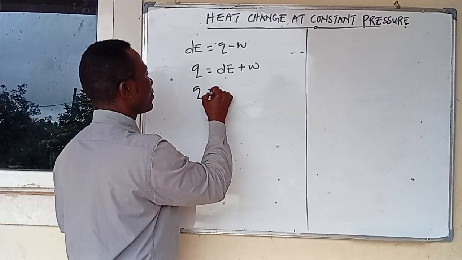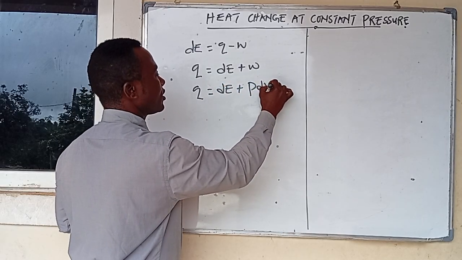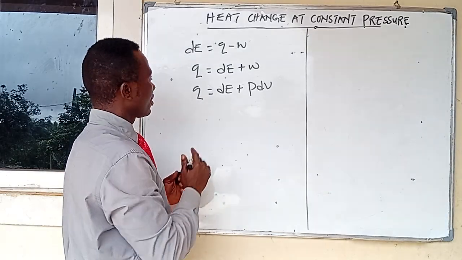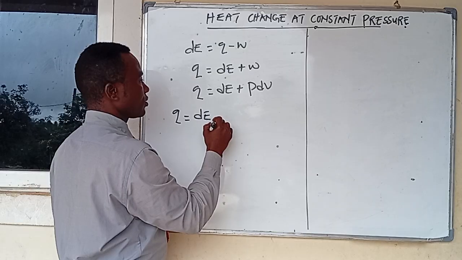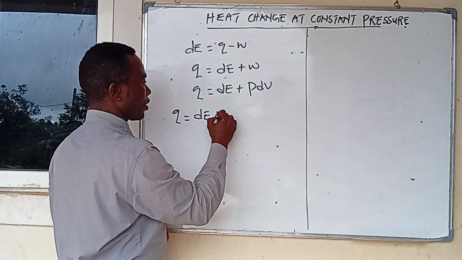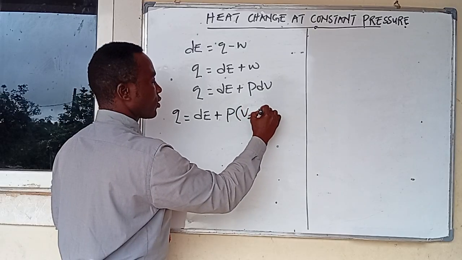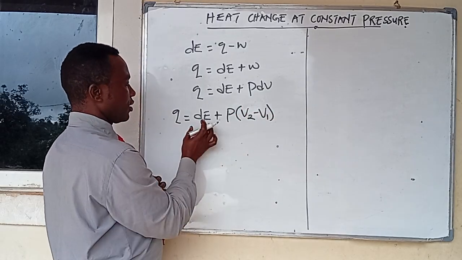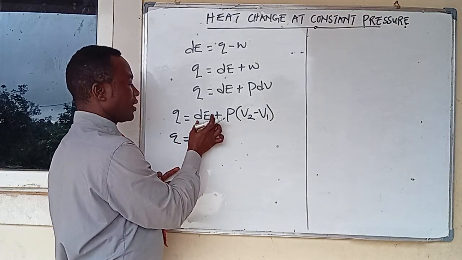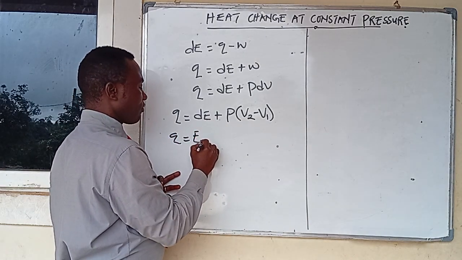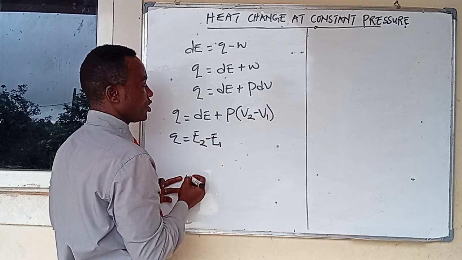Now we know that this work done is pressure multiplied by change in volume. That is to say that heat will become change in internal energy plus pressure times change in volume, which is V2 minus V1. But remember, this is change in internal energy. So change in internal energy will be final internal energy minus initial internal energy.